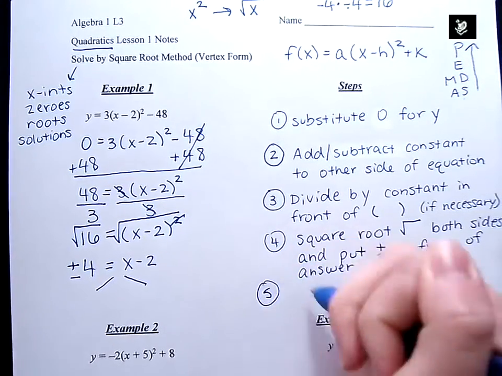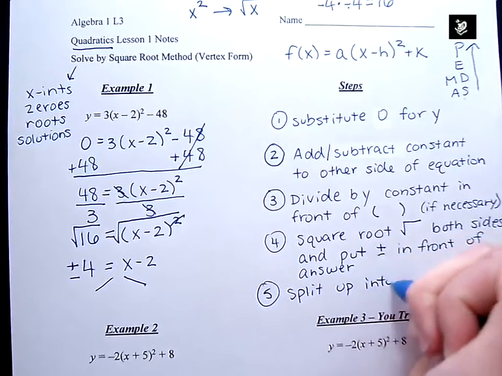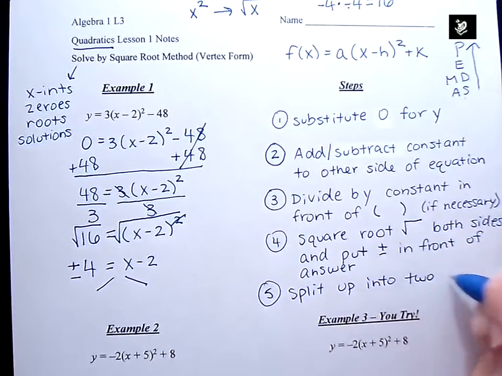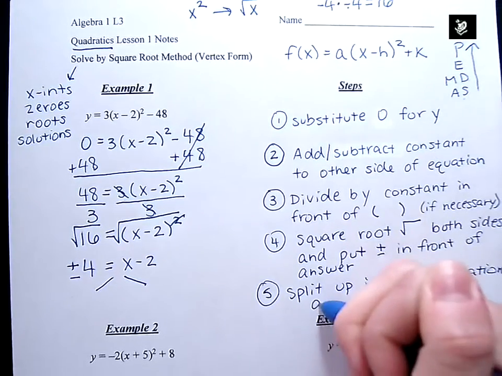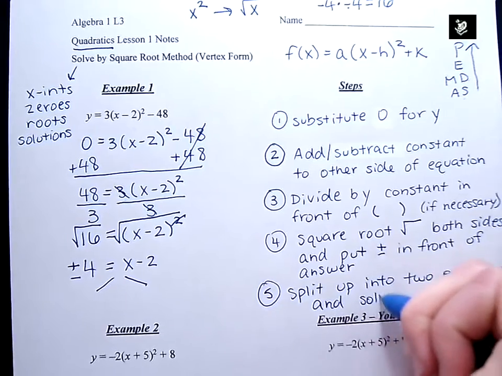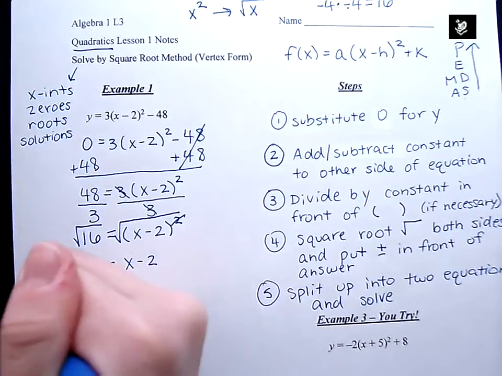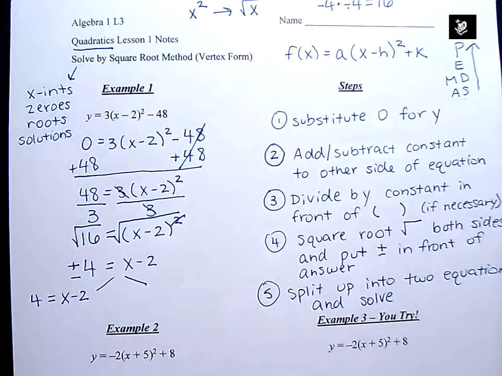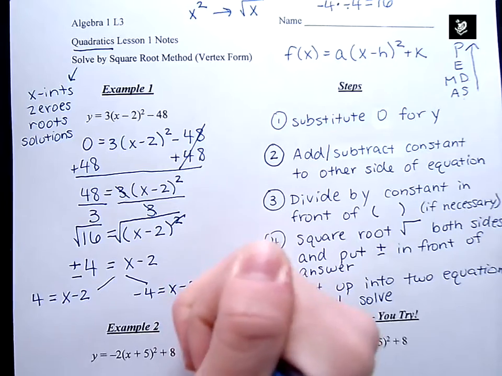So step 5 is split up into two equations and solve. So if I split up into two equations, I have positive 4 equals x minus 2, and I have negative 4 equals x minus 2.